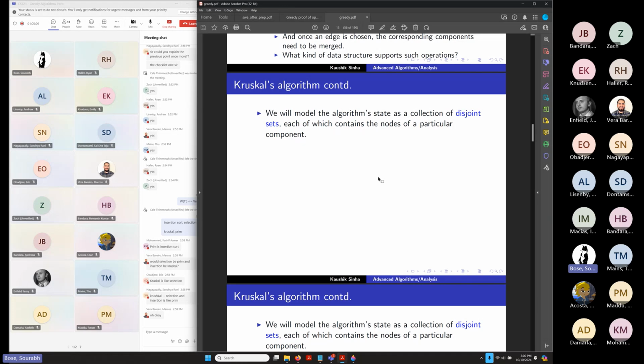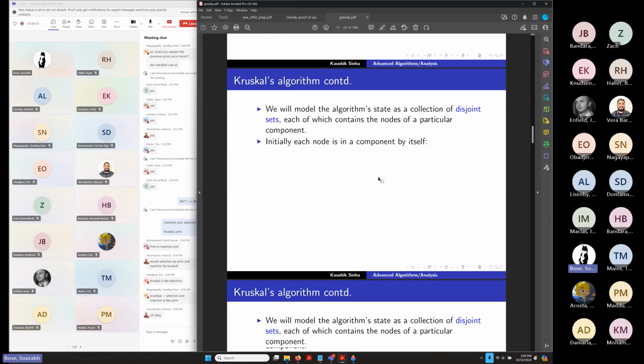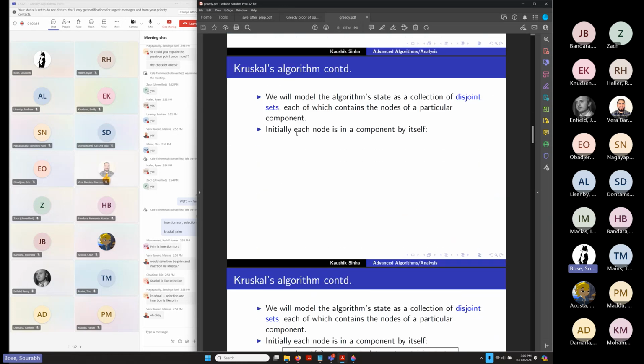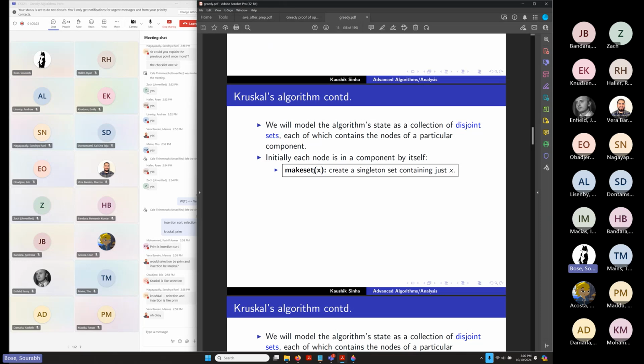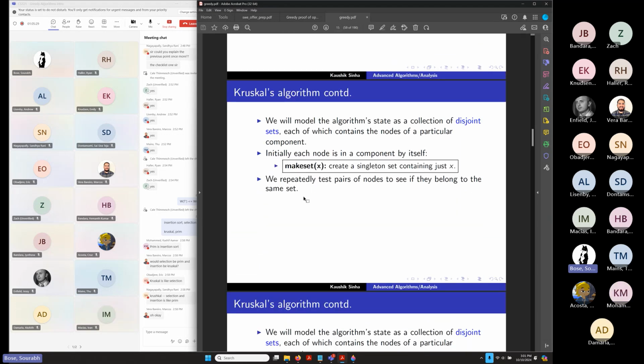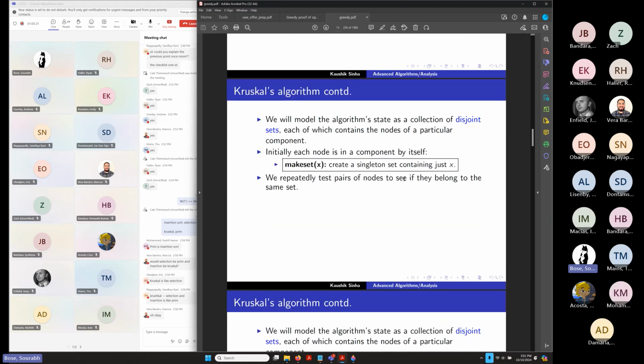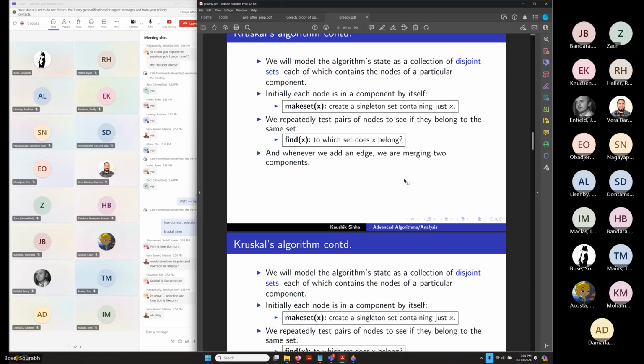So that is the point of learning the set mechanism. Initially, each node is going to be in a component by itself. So if we have V vertices, we will have V sets. So we will just call a make set operation that will create each of the V sets. That is just, I think, O(V) time complexity. Then we have to repeatedly test pairs of nodes to see if they belong to the same set. So we will say find x, where x is an edge.